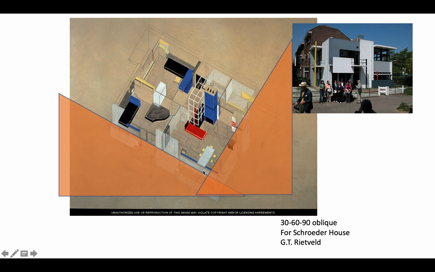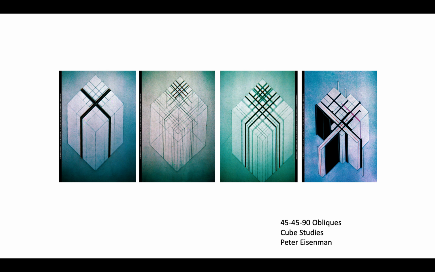So it is an oblique view projected up from the floor plan, rotating the floor plan 30 degrees to parallel, and then using triangles to project up the height of walls from the floor plan to make a very interesting three-dimensional style of drawing. Peter Eisenman, who is still with us, he is a very storied and very accomplished architect, doing a lot of work over the past 50 years. You may be familiar with some of his work.